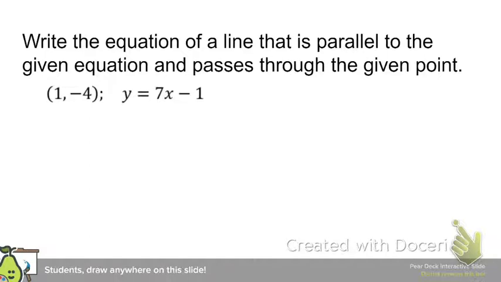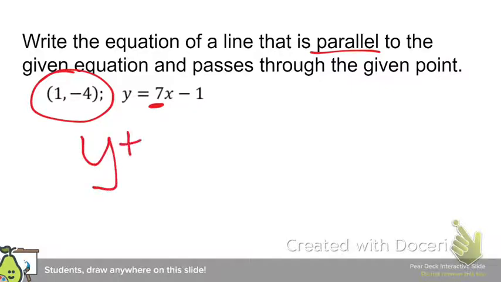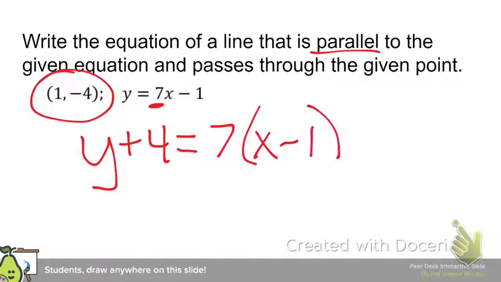Okay, now if you're asked to give the equation and it needs to be parallel, then that means they have to have the same slope. And so this one needs to be parallel. The slope of this line is 7. And then it has to go through this point. I would do point-slope form, and then you could leave it in point-slope form, or you could convert it to slope-intercept. So we could say y plus 4 equals 7 times x minus 1. Remember, it's minus in the point-slope formula, but -4 is going to change it to plus.